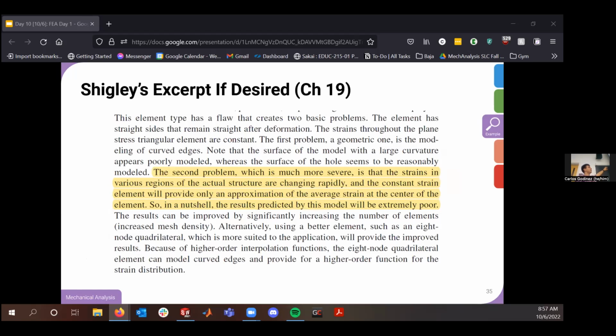This excerpt, I'm not expecting y'all to read it at all, but this exercise is taken straight from chapter 19 of Shigley's. Highly recommend it if you want to read through each specific case and why these elements may not be the best way to go about it.